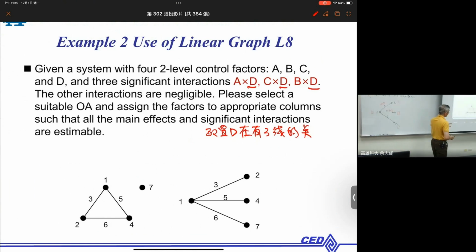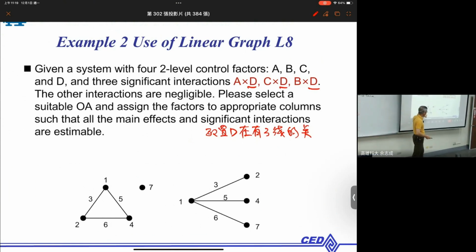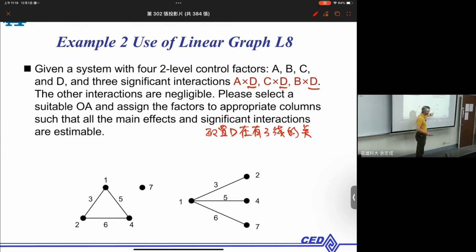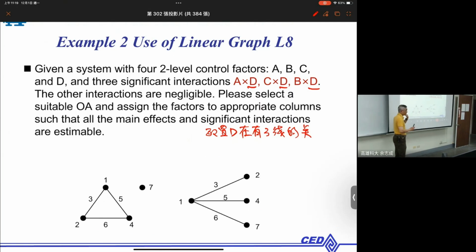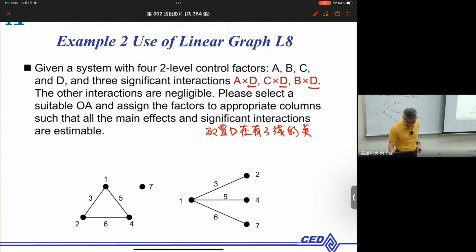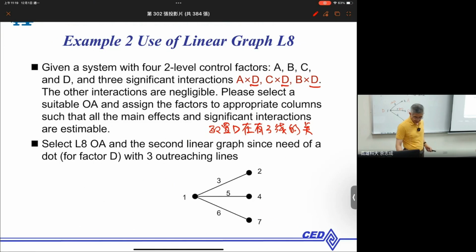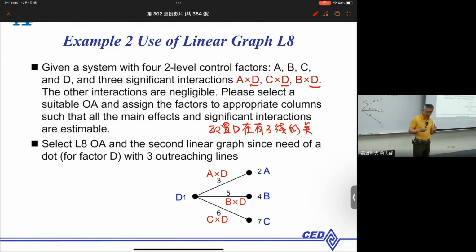Then you can see this one is not suitable. This one is better, since this one has a dot with 3 lines, but the other doesn't. So we select the second linear graph and assign D first to column 1, and then A, C, B to columns 2, 4, 7. Then we can make sure that the 3 interactions can be estimated, and no two-factor interaction and main effects will be confounded.